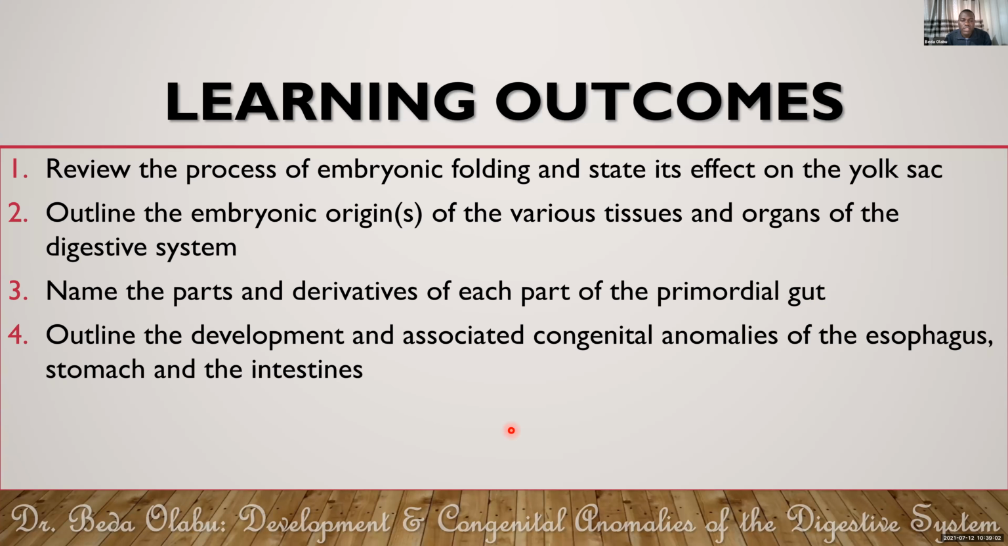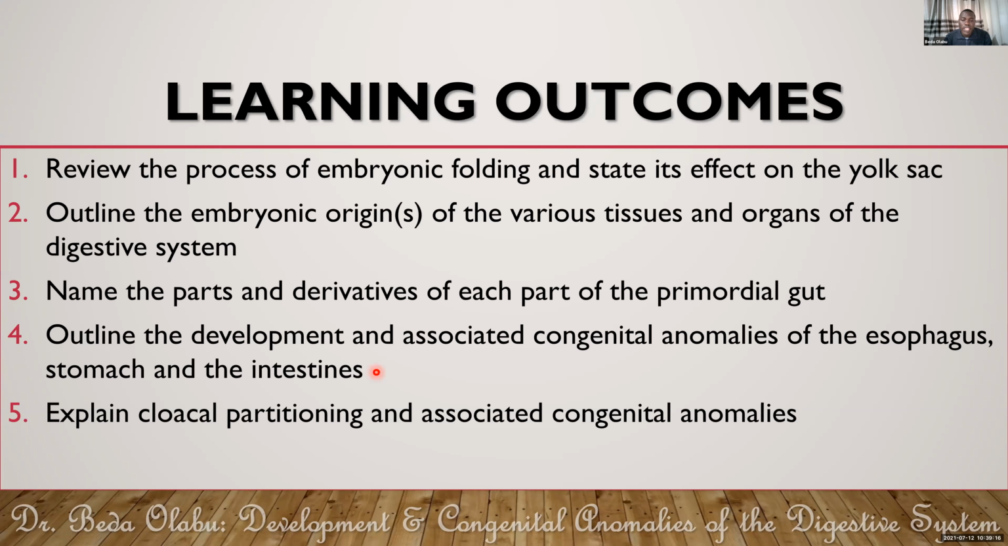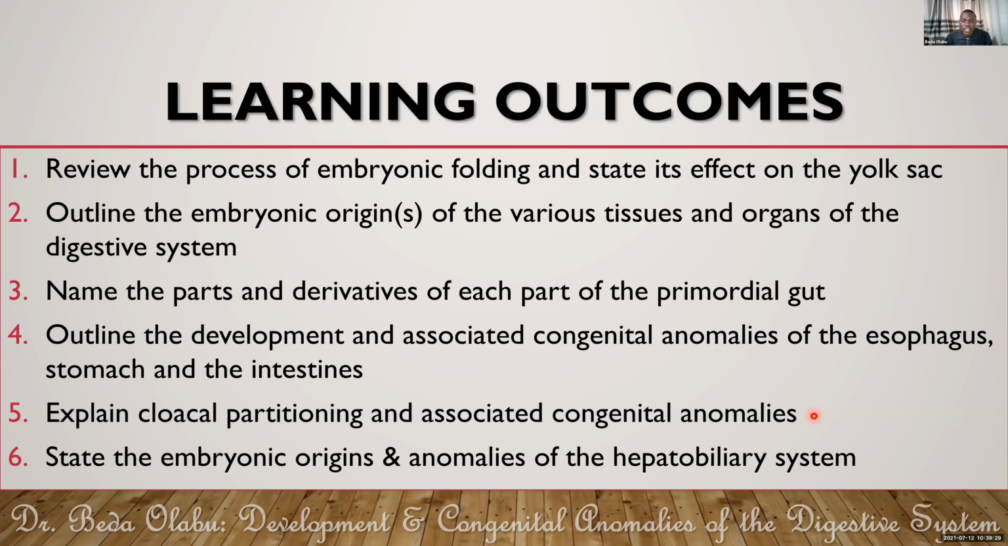After that, we'll look at the development and congenital malformations of the different parts of the whole of the GIT, starting from the esophagus all the way to the rectum. We'll then describe the cloaca, explain how it's partitioned, and its derivatives and associated malformations. And lastly, we'll talk about the embryonic origins and malformations of the hepatobiliary system.